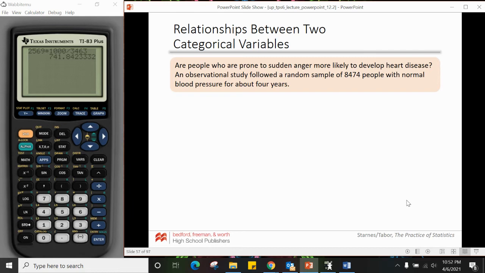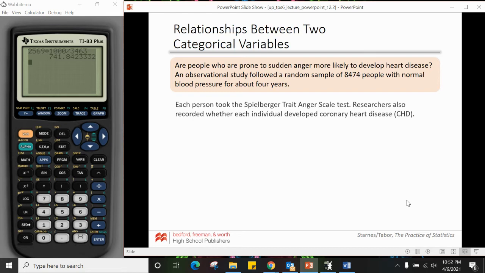All right, the next type of test, which will come up, is called the test for independence. And so this is a kind of topic question. Are people who are prone to sudden anger more likely to develop heart disease? An observational study followed a random sample of 8,400 people with normal blood pressure for about 4 years. Each person took a test. Researchers also recorded when each individual developed coronary heart disease.